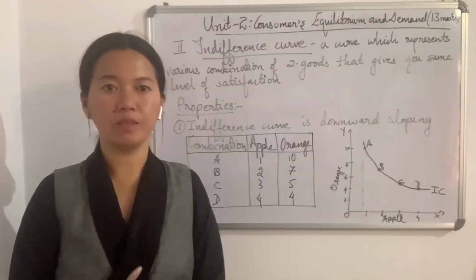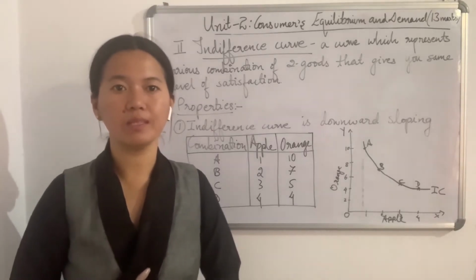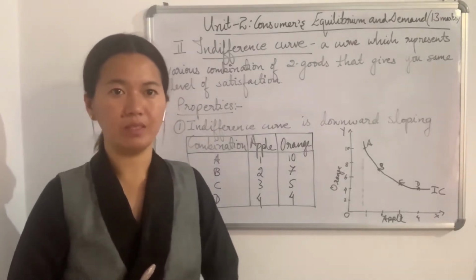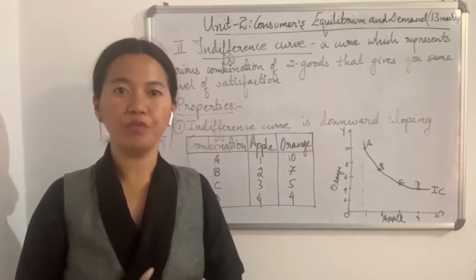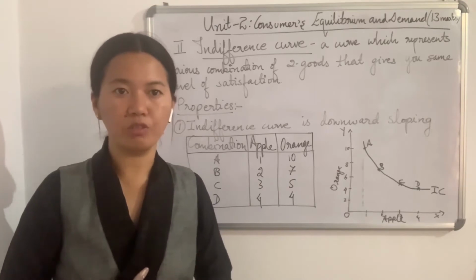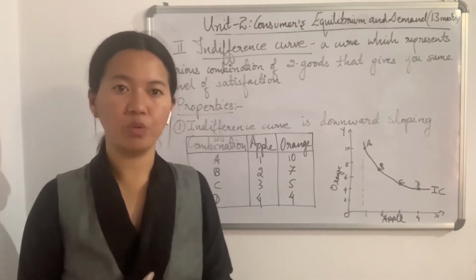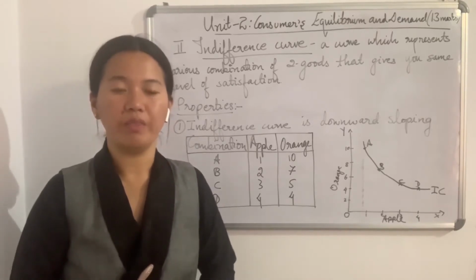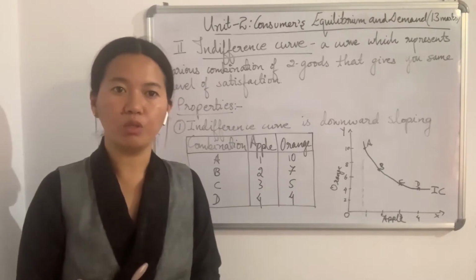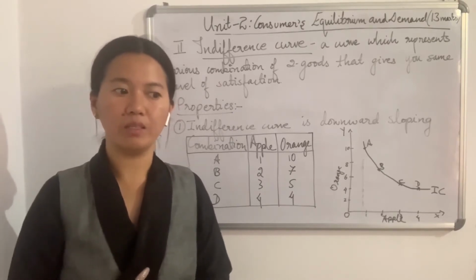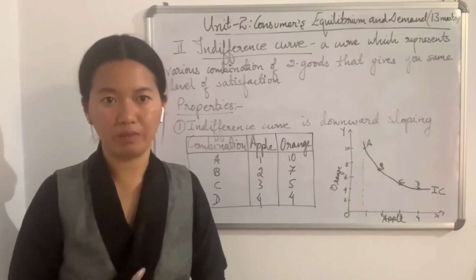The second main concept which we are going to learn is indifference curve analysis. And what is an indifference curve? It is a curve which shows various combinations of two goods which give you the same level of satisfaction when your income is given. That means when your income is given, how you choose to consume two goods, and what are the various combinations which give you the same level of satisfaction.